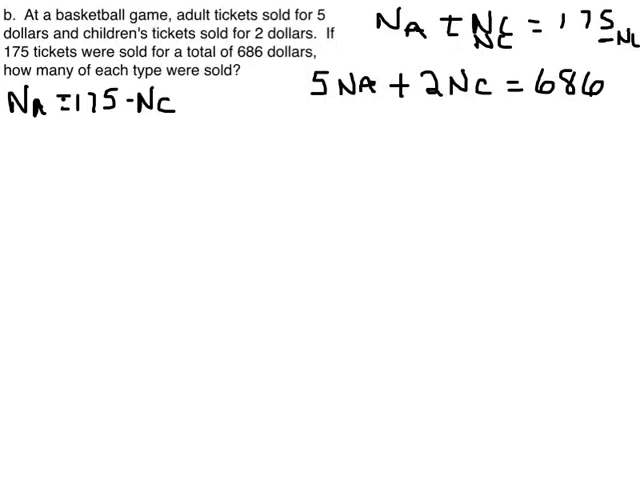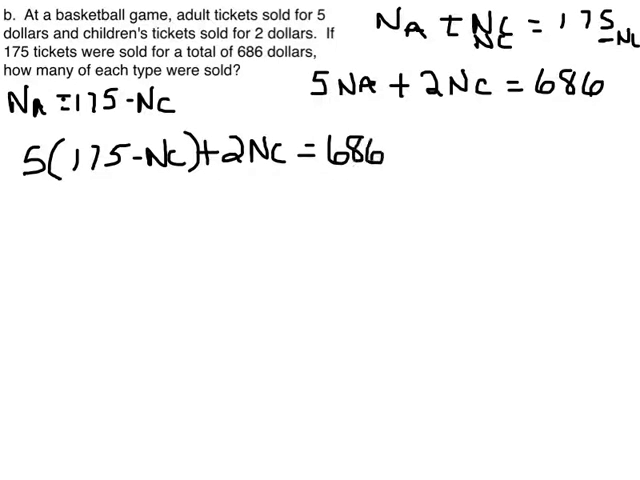Alright, 5. Now substitute in for this NA, 175 minus NC plus 2NC equals 686. And we put the 5 with the NA and the 2 with the NC in this equation because we have to attach value. We have a dollar value here, so we need one here and one here.